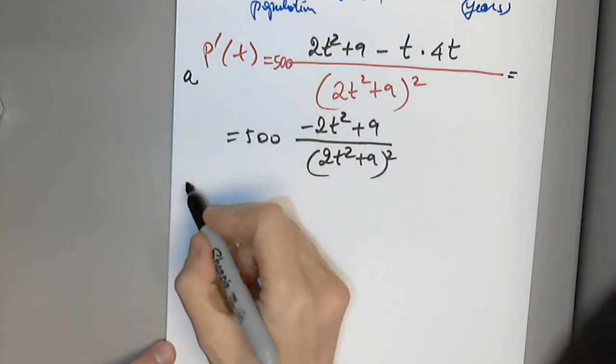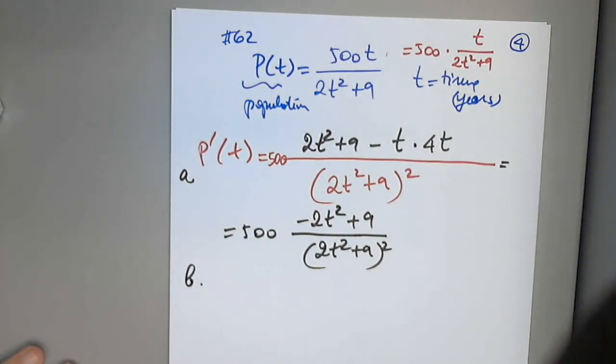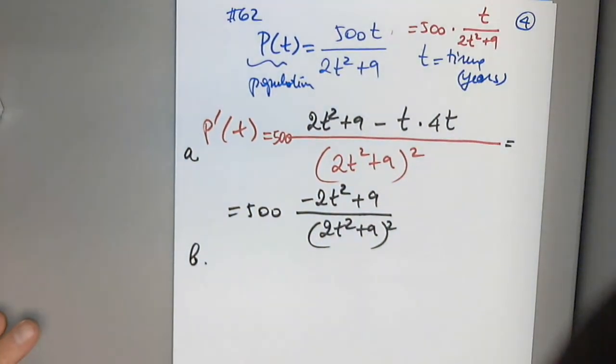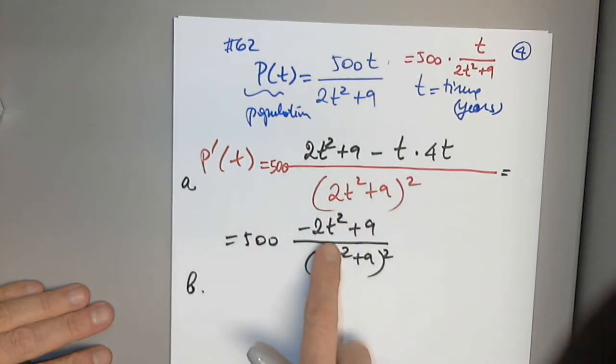In part B, we're asked, find the population after 12 years. So what am I asked to find? We're asked to find the population. What happened to the 4t and the t? How did they cancel out? 4t squared plus negative 2t squared is negative 2t squared.